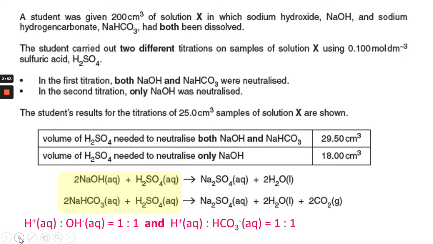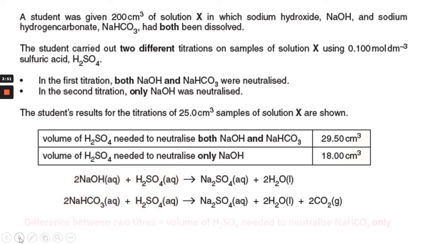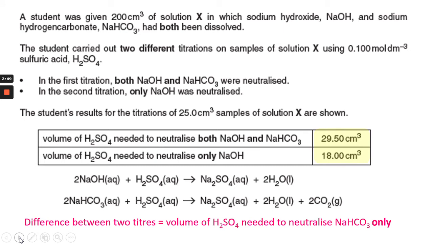that are produced. Next thing to have a look at is the difference between the two titers will be the volume of H2SO4 needed to neutralize NaHCO3 only, because they already tell you that it takes 18 cm³ of H2SO4 to neutralize only NaOH.